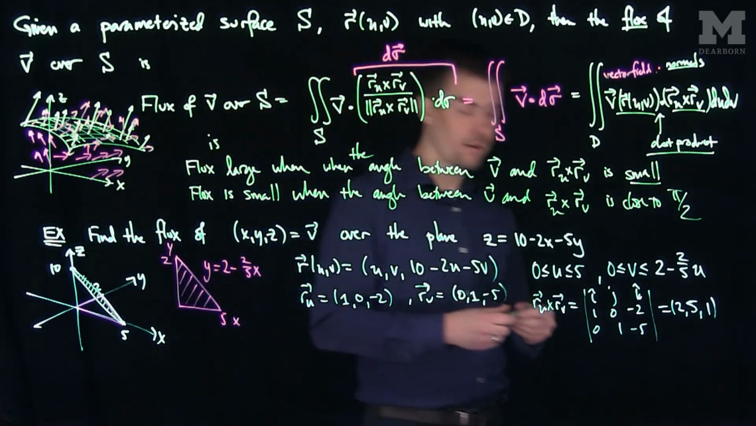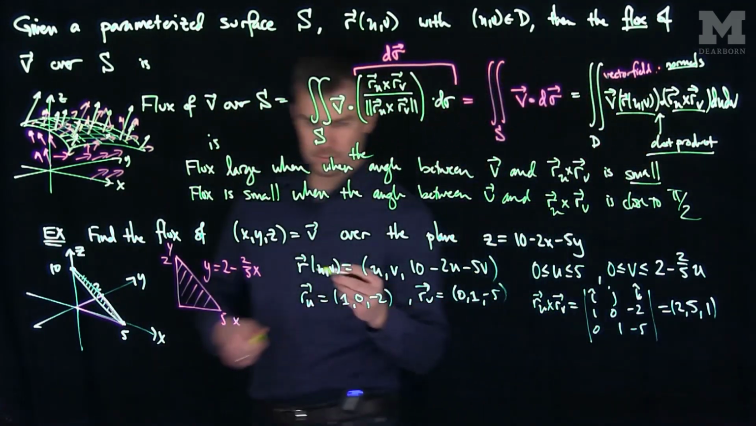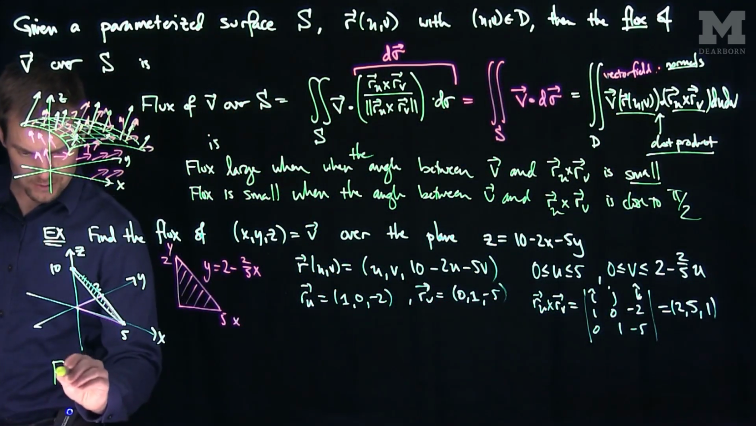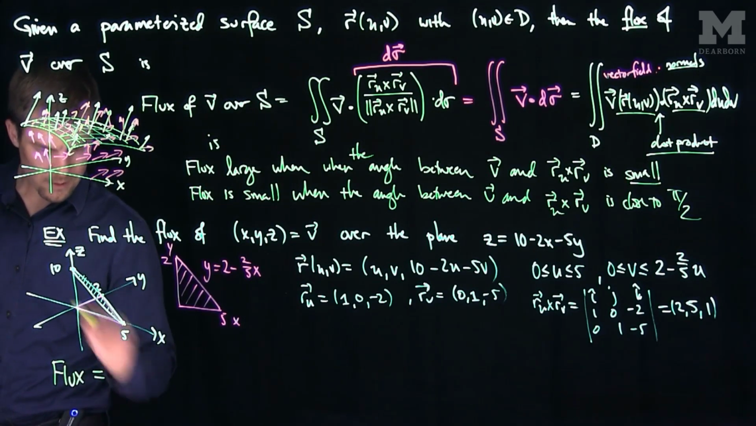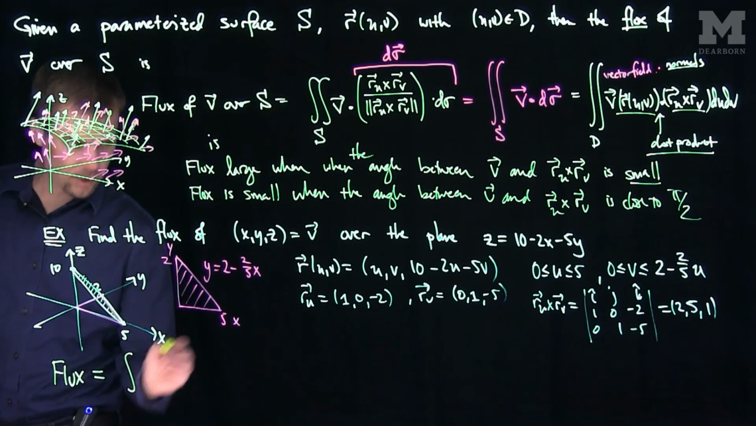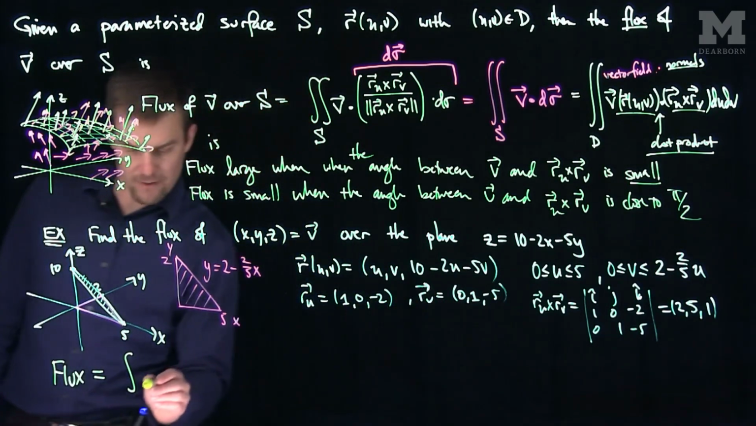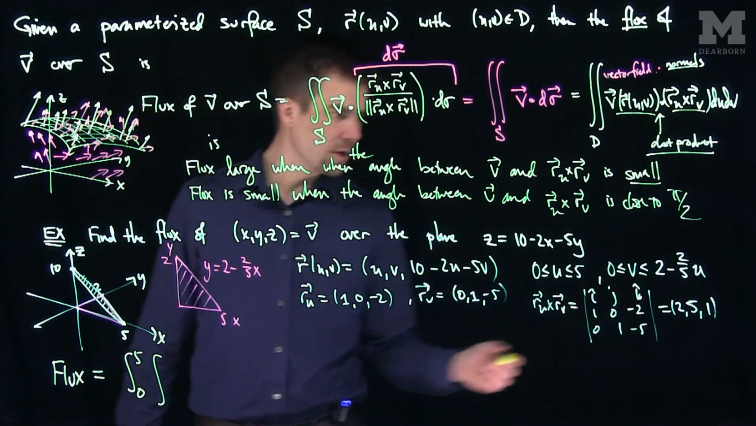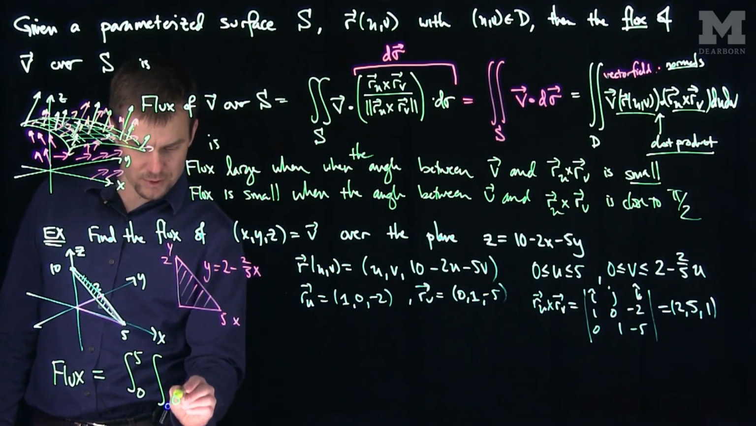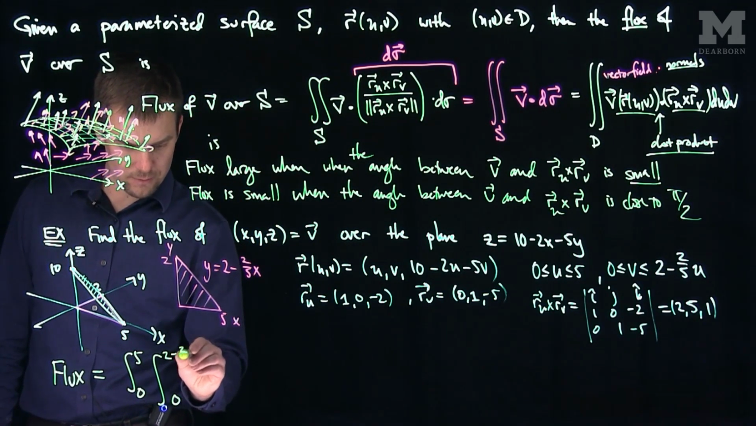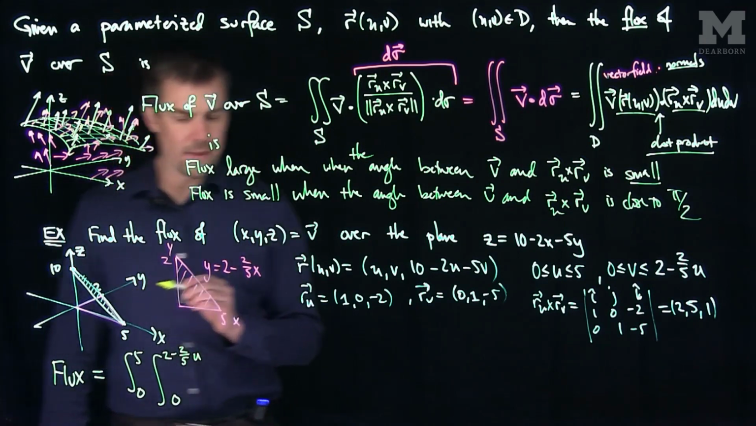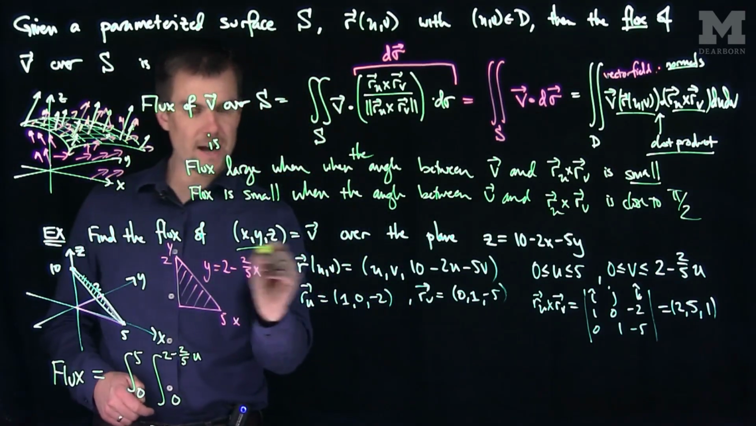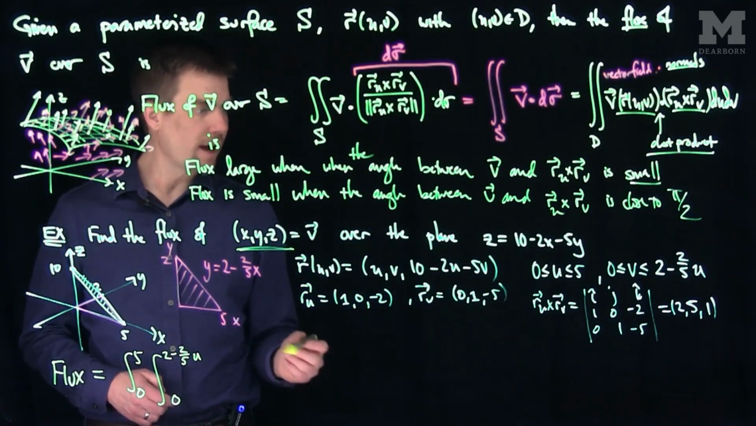Now we can set up our flux. So what's our flux? Our flux is going to be the double integral. So where does u go from? u goes from 0 to 5. What does v go from? v goes from 0 to 2 minus 2/5 of u. And then I plug in what? I plug in my vector field, which is x, y, z, and I dot it with 2, 5, 1.